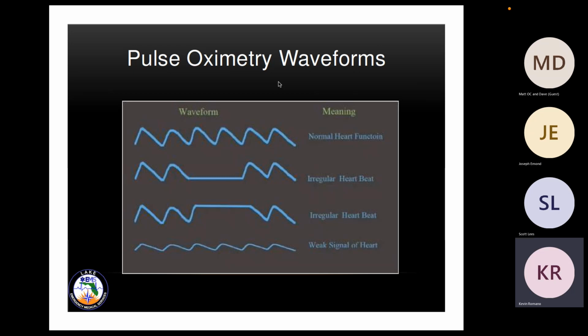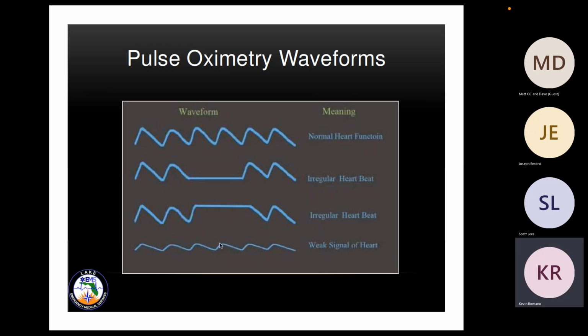These are some pulse oximetry waveforms. As you can see here, this is a normal waveform on the top line. With an irregular heart rate, you'll see something like this. It'd be beat, beat, beat, beat, that pause in between. The same thing over here, irregular heartbeats.